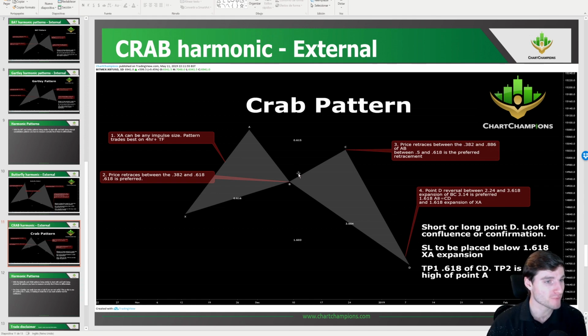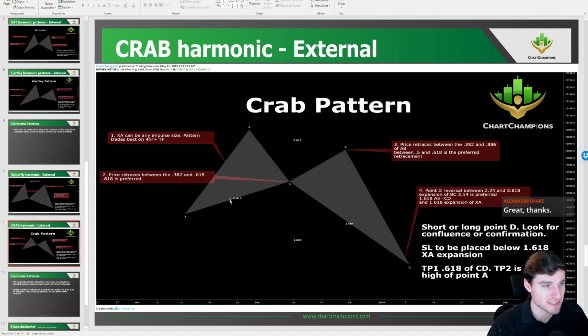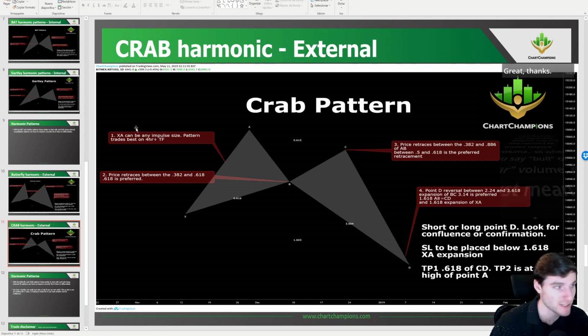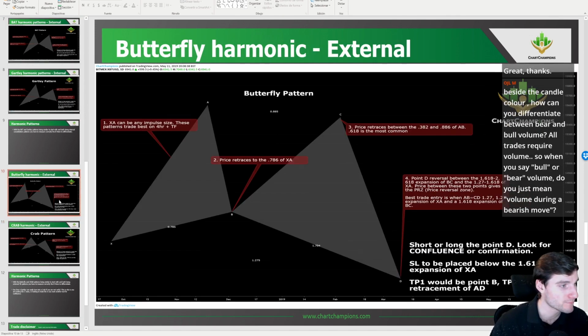But yeah, the crab pattern. Okay, very similar to the butterfly, but instead of the 786, you're looking between the 382 and the 618. Again, 618 preferred. So if you go below the 618, then you've got a butterfly on your hands. But if you don't go below that and you stay between 382 and 618, you've got a crab on your hands. Again, 382 to the 618, very similar to looking at the bat here.